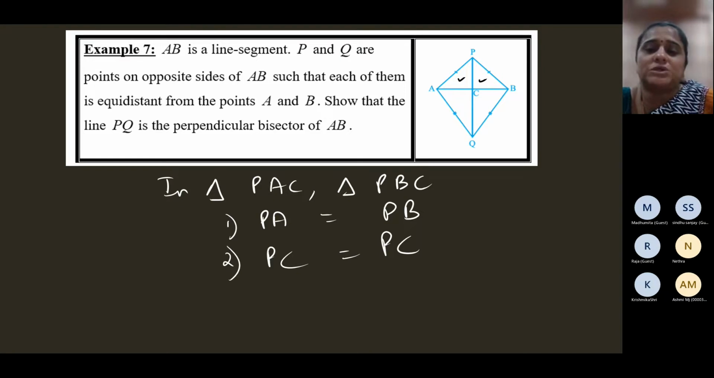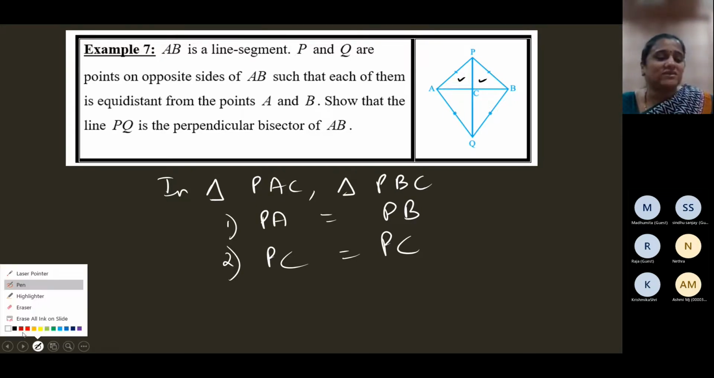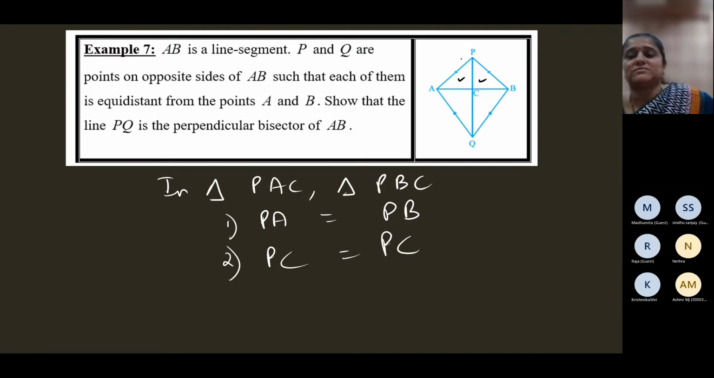You have one more information. Let me see who can find that. Ma'am, angle PAC is equal to angle PBC, ma'am. Yeah, angle PAC is equal to angle PBC. Very good. What's the reason, Sanjay? Ma'am, angles opposite to equal sides are equal, ma'am.